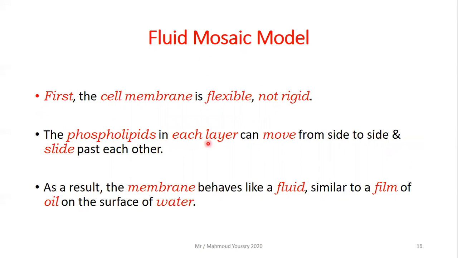The phospholipids in each layer can move from side to side and slide past each other, so they can change their place without causing any harm or affecting the cell membrane as a whole. As a result, the membrane behaves like a fluid. Imagine a bathtub filled with water and you are moving your hand inside the water. The water comes around your hand, and your hand keeps moving without harming the water in the bathtub. This is the same. The membrane behaves like a fluid, similar to a film of oil on the surface of the water.